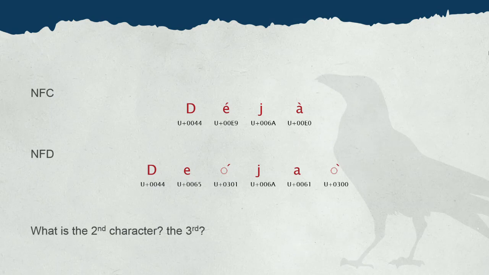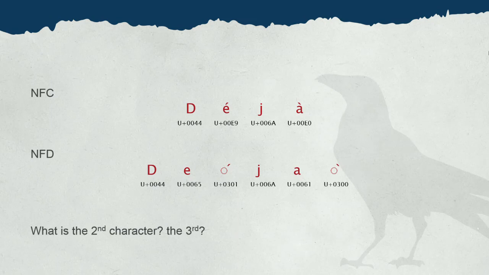Another problem we have here is this question at the bottom of the screen. What is the second character of this word? Is it E9, the second one, the E with accent, or is it just the E? Or is it the E and that accent? So of course, it depends. It depends at which level we decide to work.